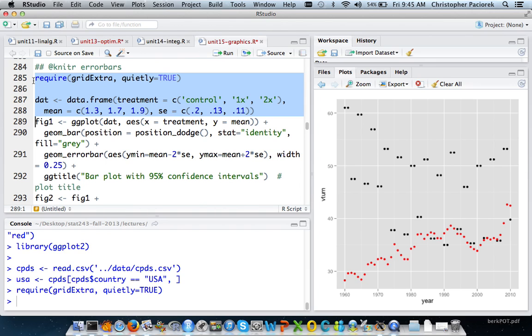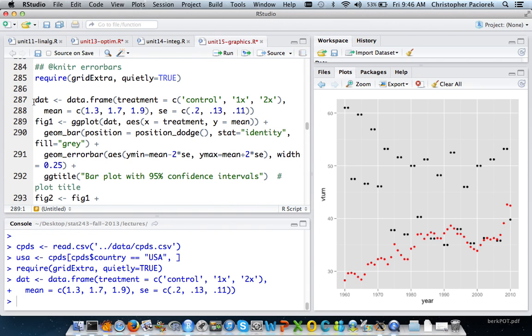Okay, so in this case, I'm just going to make up some data, and the whole point of this is to show how you might put some error bars on a plot. So this is just pretending that I have, say, a clinical trial where I have a control group and then a 1x group and a 2x group, whatever that means, 1 times the amount of drug and 2 times the amount of drug. But I'm just making up some data here.